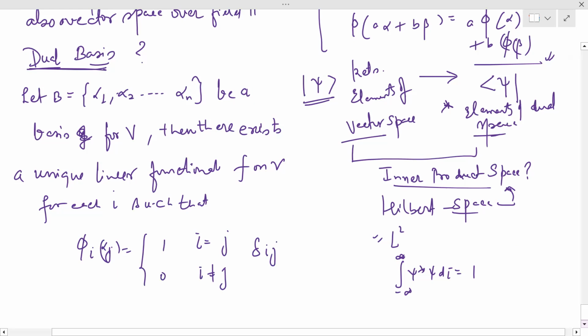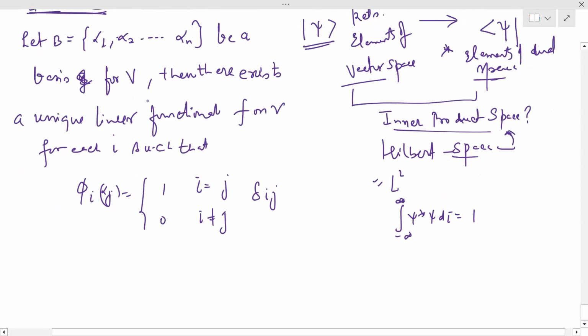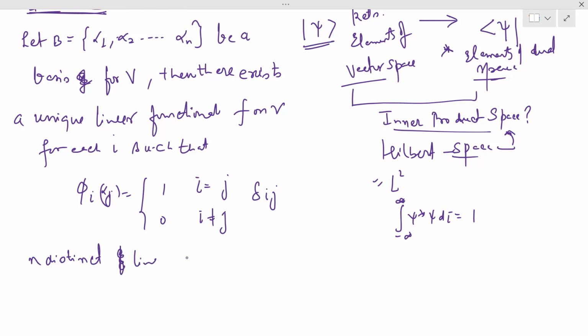Is that clear? What I wanted to suggest is that if B is a basis on V, we can obtain n distinct linear functionals, let's say phi 1, phi 2, ..., phi n on V. I'm going to show it, don't worry. In fact, all these linear functionals are linearly independent and they generate the dual space corresponding to V.